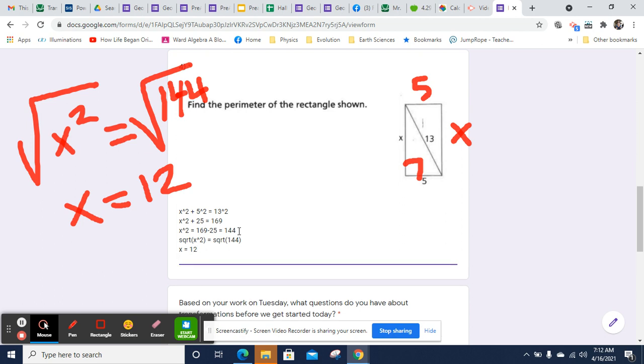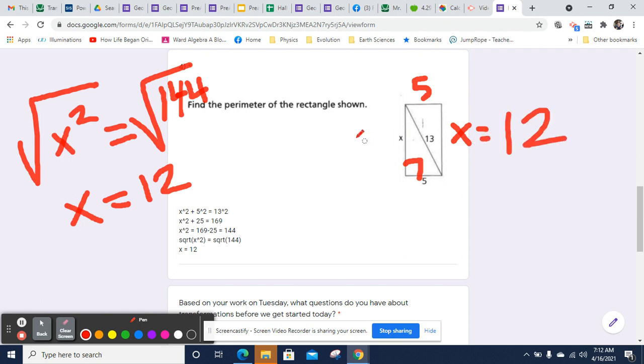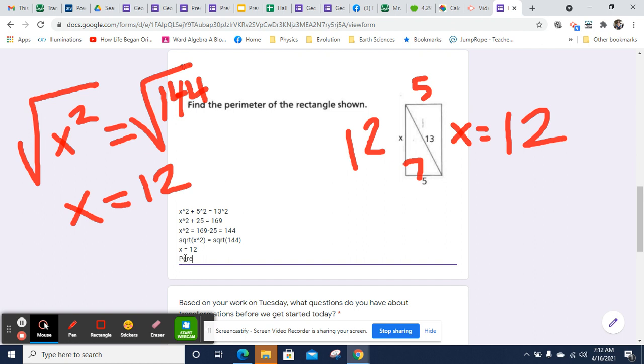And now we can work out the perimeter of this whole thing, because now we know that this equals 12 and this equals 12. So we've just got 2 12s and 2 5s, so we can put it together. Perimeter is going to equal 2 times 12 plus 2 times 5, or 24 plus 10, or 34 units.